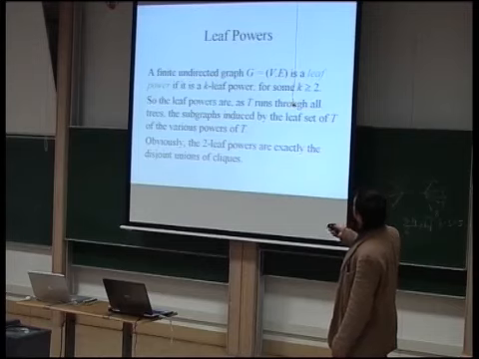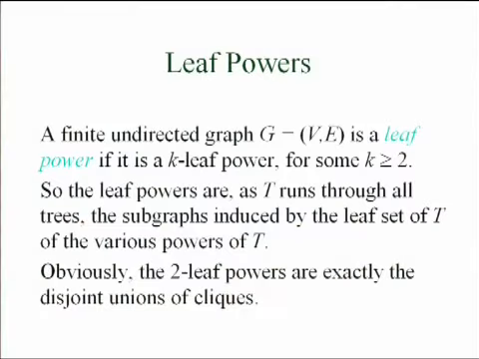So we've got the leaf power. In general, this was for K. A graph is a leaf power if it is a K-leaf power for some K. This is quite natural. As I said before, leaf powers are what we get by taking any tree T, taking a power, and then looking at the graph induced by the leaf set of T. This is a straightforward observation: if you take trees and then the second power, then only leaves with a common parent can be joined. So we will get unions of cliques.